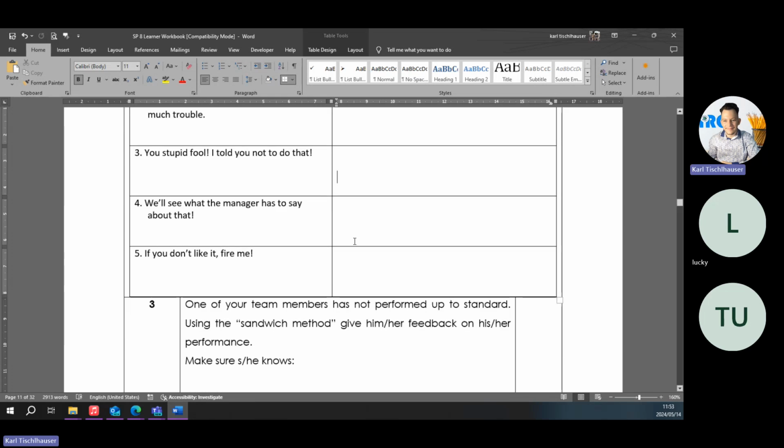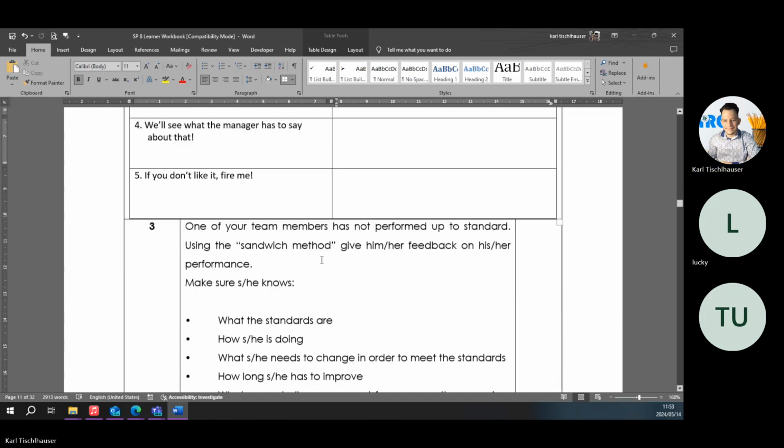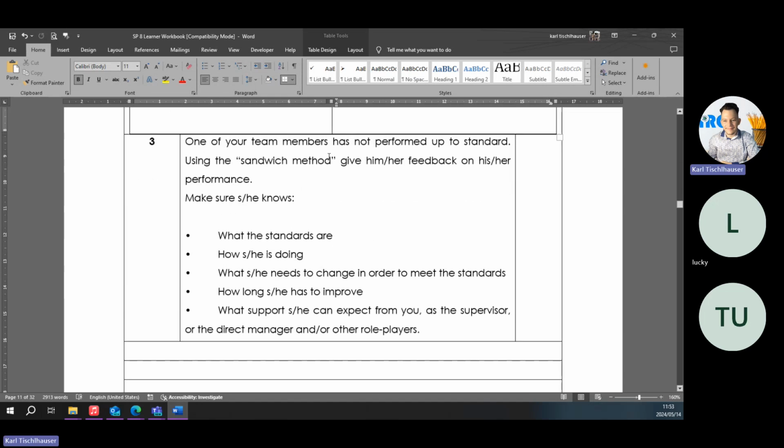It's very difficult to take these and make it less aggressive, but let's see what you can come up with. Then it says one of your teammates has not performed up to standard. Using the sandwich method, give him or her feedback on their performance.